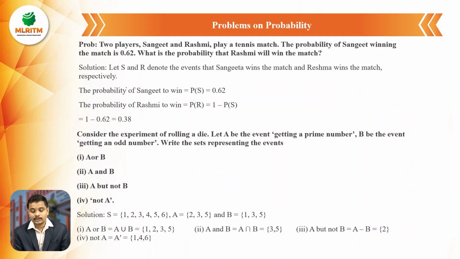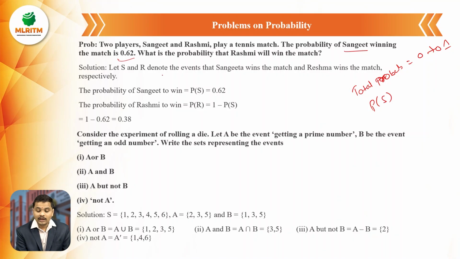Next, coming to another problem: two players Sangeet and Rashmi play a tennis match. The probability of Sangeet winning the match is 0.62. What is the probability that Rashmi will win the match? Simple. Total probability should be between 0 and 1. Taking the event of Sangeet winning as P of S and Rashmi as P of R, the probability of Sangeet winning is 0.62. Total probability is 1, so 1 minus 0.62 is 0.38, the probability of Rashmi winning the game.